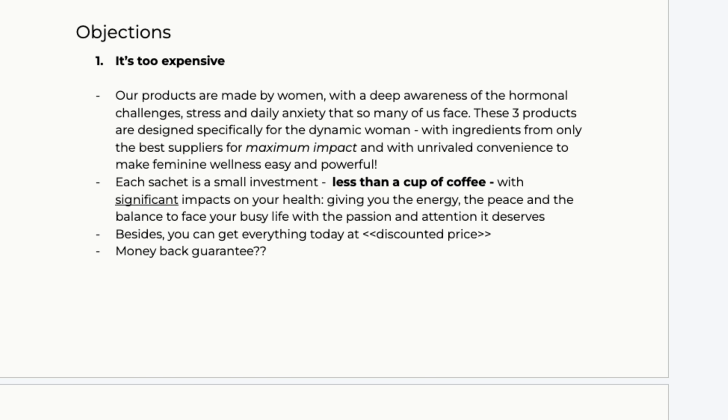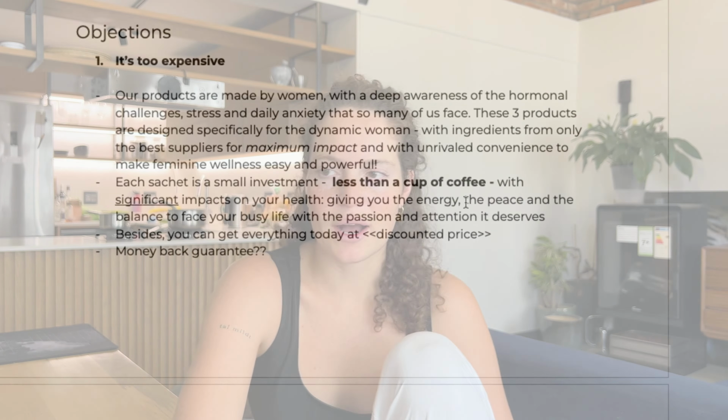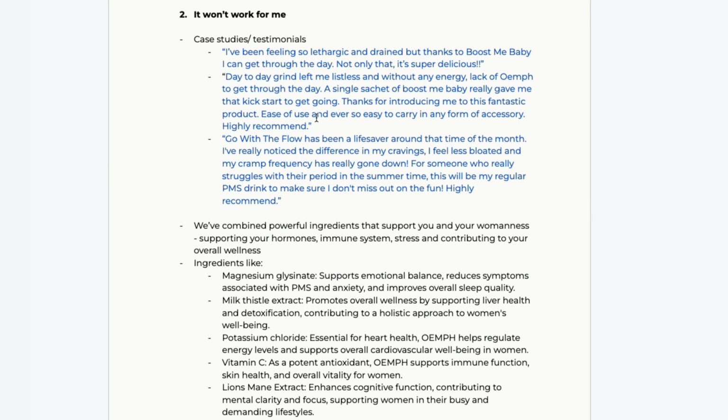So again, this is me sharing that I was working on a sales sequence for a client, and this is the research and preparation phase that I was doing for them. So I actually map out all the objections. I go through the first objection, it's too expensive. And then I come up with reasons why this product is not too expensive. And actually, it costs less than a cup of coffee. So how much is your health worth to you? And I come up with ideas for ways that I could overcome these objections. The second one is it won't work for me. So I've got some case studies and testimonials.